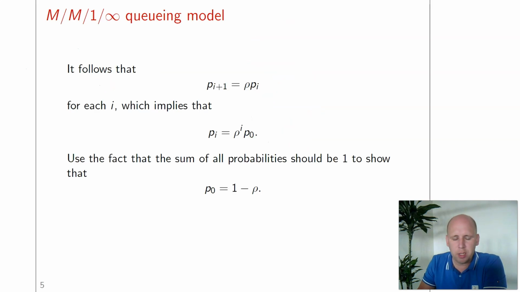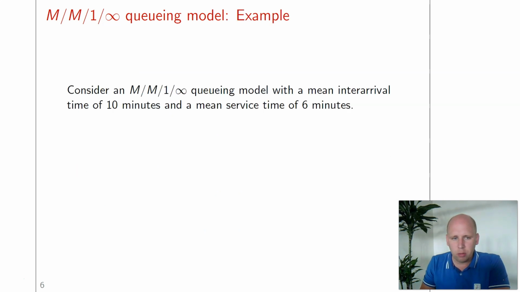So now we have P0, it's 1 minus rho, and then you can plug that in over here. So then you get that P_i is this. So rho is basically lambda over mu, and based on that you can then calculate all steady state probabilities P_i. Based on that, or first now an example.